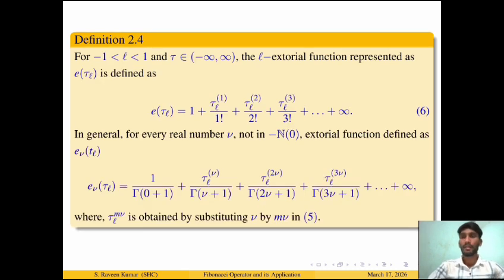Definition 2.4. For minus 1 less than L less than 1 and tau belonging to minus infinity to infinity, the L exponential function expressed as E of tau of L is defined as equation 6. In general term, E of nu of tau of L is equal to 1 divided by gamma of 0 plus 1 plus tau L divided by gamma of nu plus 1, up to infinity.